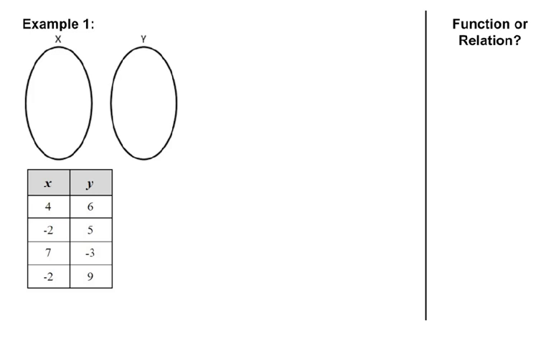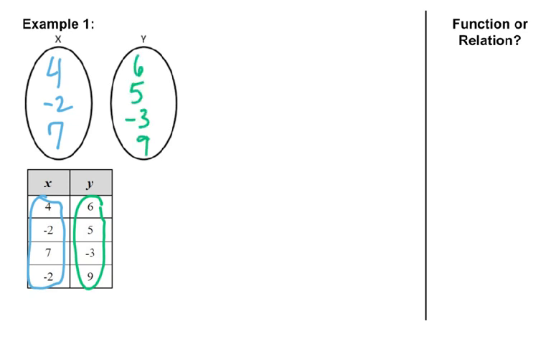So let's look at this in action. Here's our example one. We have our mapping diagram ready to go. So let's start with doing that, and then we'll talk about whether it's a function or relation. So we're gonna create our mapping diagram. So x is 4, x is also -2. I'm only gonna write it one time though. And then x is 7. And I'm getting those values from here in this table. And then now let's look at our y's, they're over here. So those are all unique, so we're gonna write them all. 6, 5, -3, and 9.